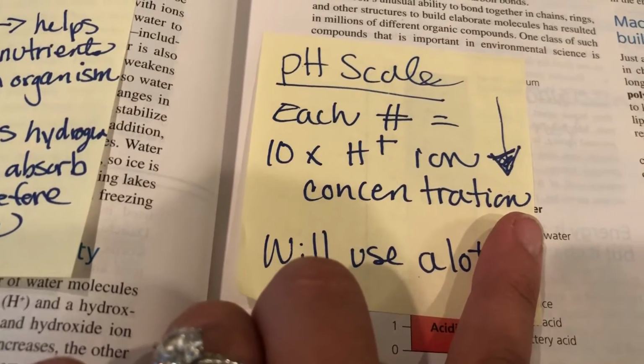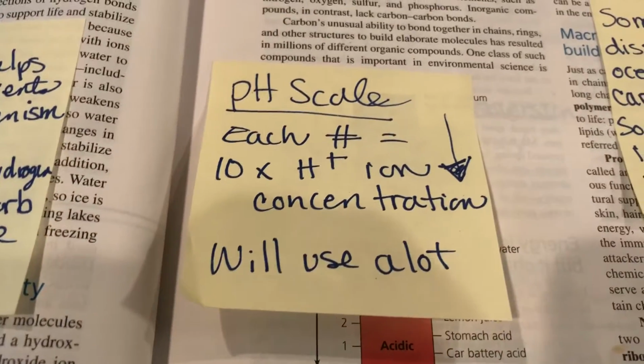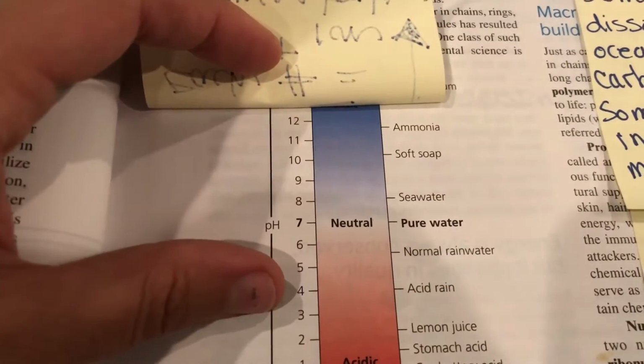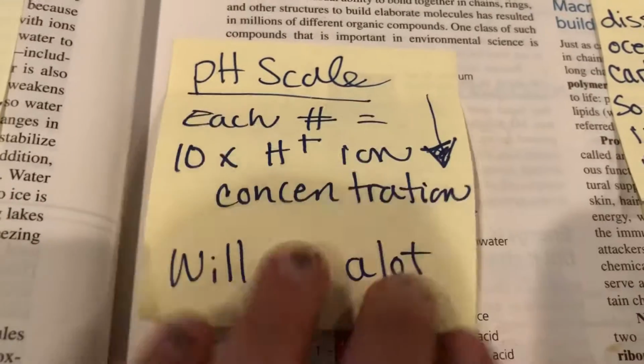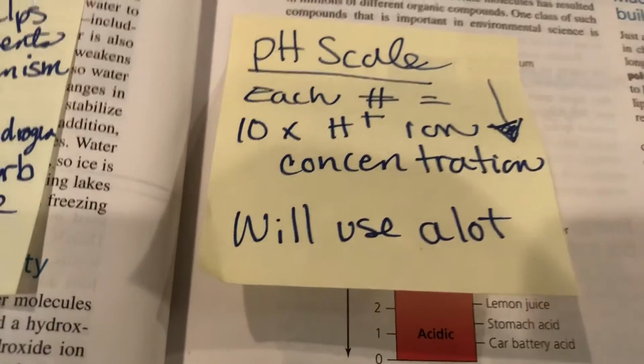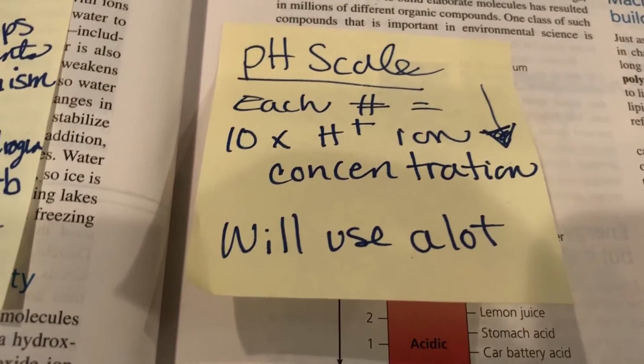All right. So instead of the concentration being 1 from a 9 to an 8, it's actually 10 times. So just make sure that you know that difference. You could get a math question asked about that. Okay.